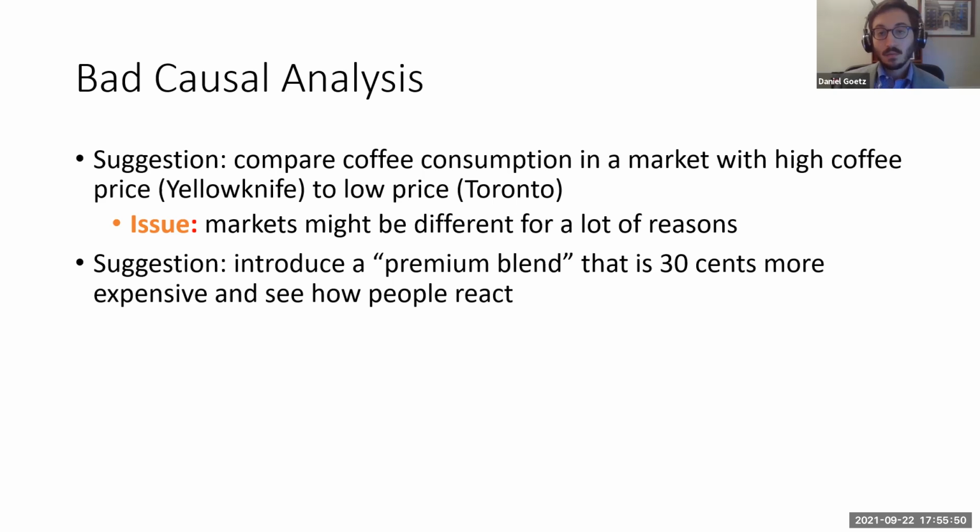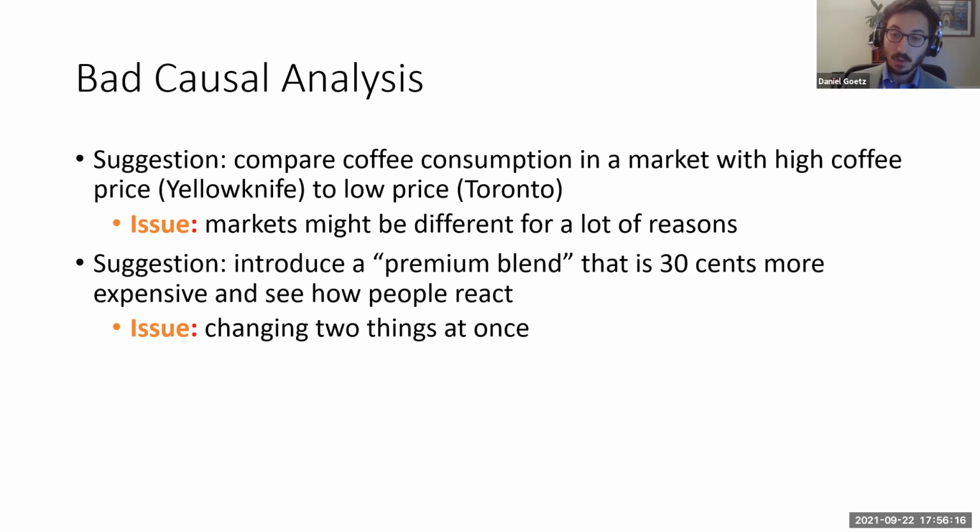Right? One option, what if instead of raising the price on everything, we could introduce a premium blend that's more expensive, and then we could see how people react, right? Do they buy less of this more expensive coffee? So the issue here, changing two things at once, right? Again, we're not isolating the variable. We're not isolating the price, we're changing price, but we're also increasing quality. So people might actually buy more premium blend at 30 cents more, right? So by changing two things at once, we don't really answer a question.